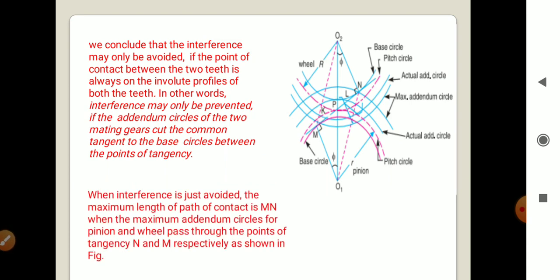When interference is just avoided, the maximum length of path of contact is MN. That is, when the maximum addendum circles for the pinion and wheel pass through the points of tangency N and M respectively, as shown in the figure. We said that earlier.